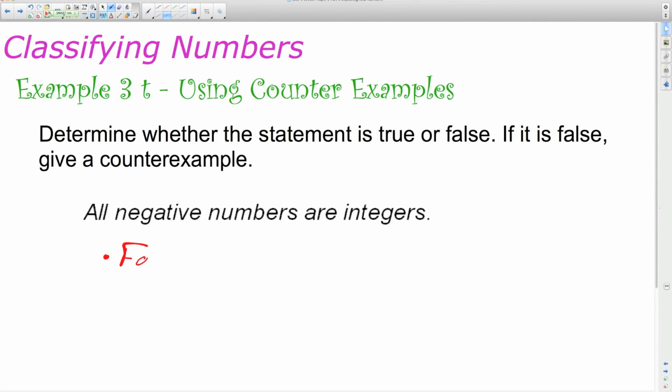And the example, and you could have many different examples, it doesn't have to be the same as mine, but the example that I chose to use is negative 3/5. Negative 3/5 is a rational number because 3 over 5 is expressed in the form a over b, or as a fraction. It's a rational number and it's negative. Therefore, negative 3/5 is my counterexample to the statement, all negative numbers are integers, because I found a negative number that is not an integer.